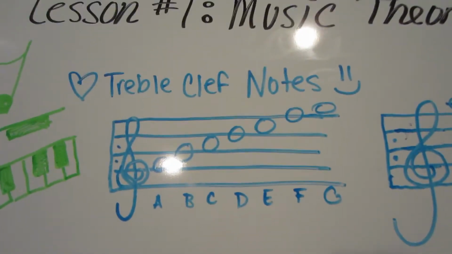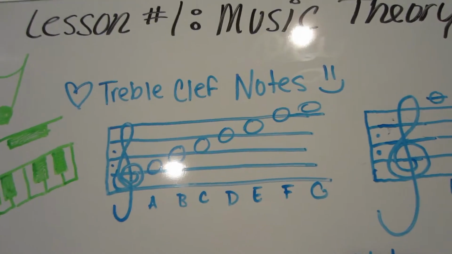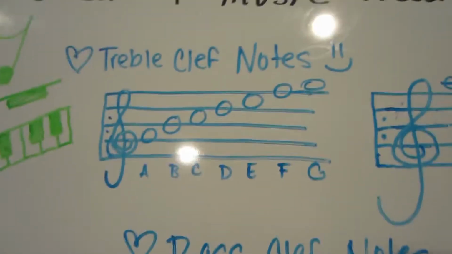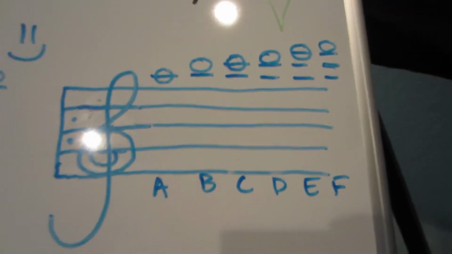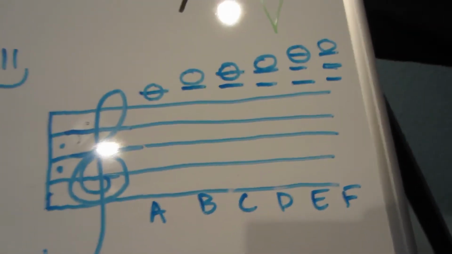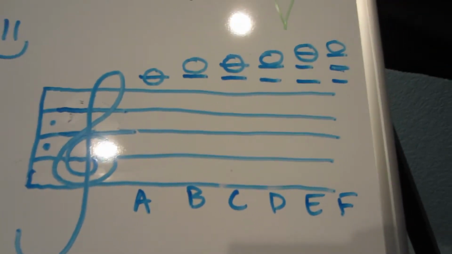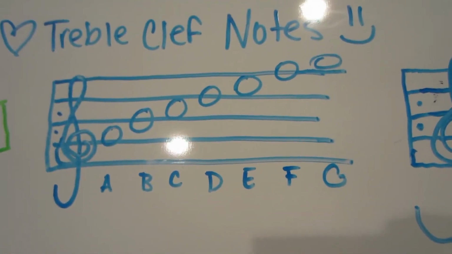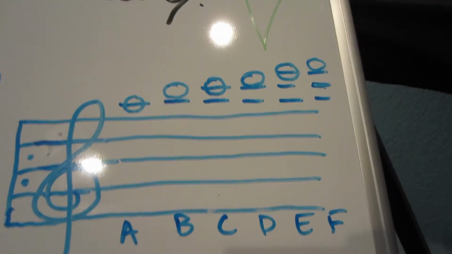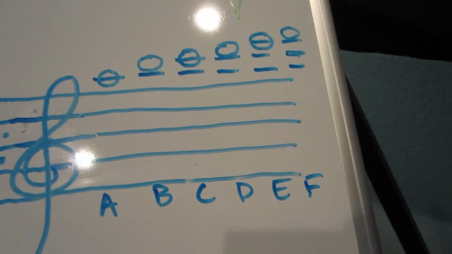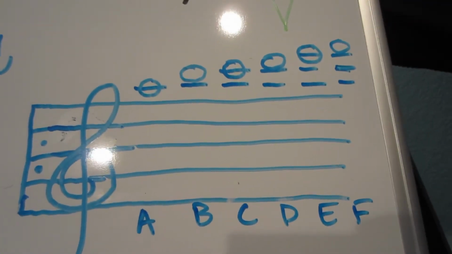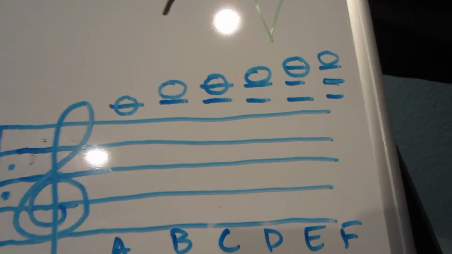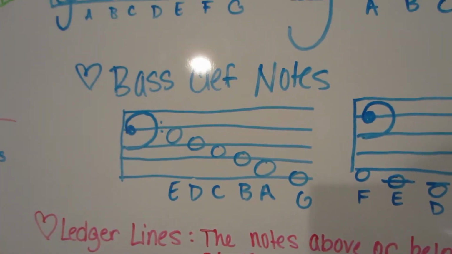Treble clef notes. As we already went, A, B, C, D, E, F, G. And sometimes you'll see notes this high because there'll be instruments that can go that high, such as flutes and harps, etc. So that's how you draw the notes. This is A, B, C, D, E, F, G on the staff, and then off the staff, A, B, C, D, E, F. Basically you just draw a line and you continue the staff upwards, if that makes sense.